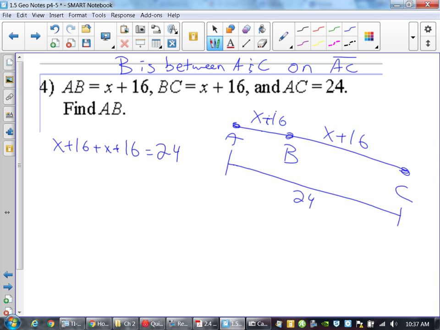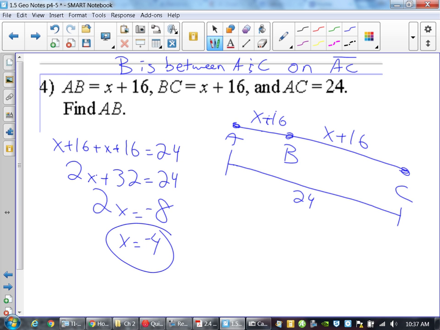What's 16 and 16? 32. So you have 2x and a 32 is 24. How do you move the 32? Subtract it. And then you divide it by 2.